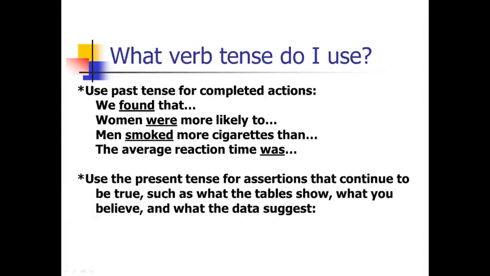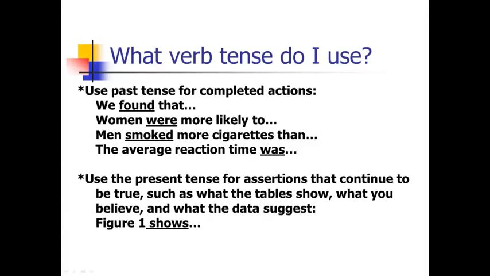However, you're going to use the present tense in a couple of cases for things that actually continue to be true when your reader reads the paper. So if you say that table 1 shows something, well, that's going to be in the present tense, because when your reader reads the paper, the table is still going to show that. Or what you believe your data show. Well, that's still true when your reader is reading your paper. It's not a completed action, so that will be in the present. Or what the data suggest. All of those will be in the present tense.